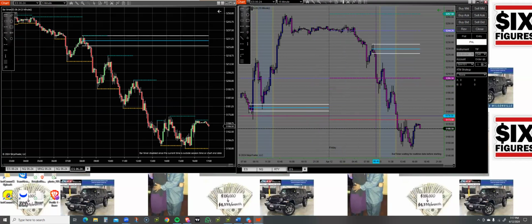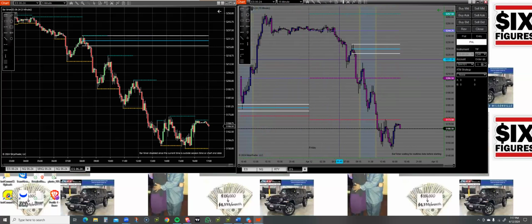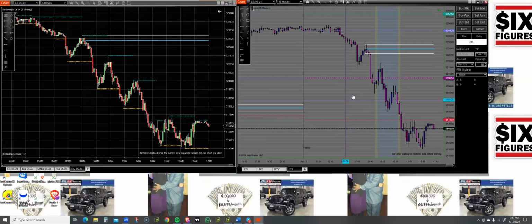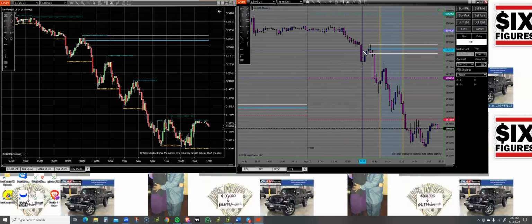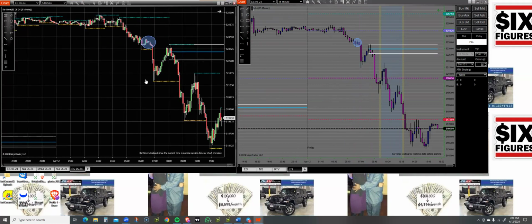Okay, gotcha. So let me give you an example. So you see here on the 15-minute chart, right? I'm going to put a circle on the supply. That's the supply off of this 8 o'clock session opening. So you see the circle? Yeah. Now I'm looking for market structure.